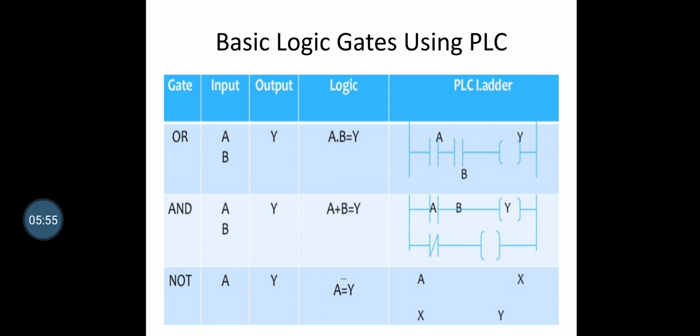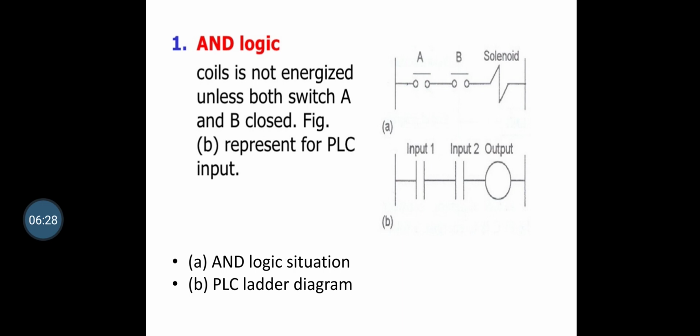And the second one is the AND logic. A and B are the inputs, Y is the output. Here A and B give the output Y. And finally the NOT logic gate, the input A gives the output Y. And the diagram shows that. Next is how the logic gates function.